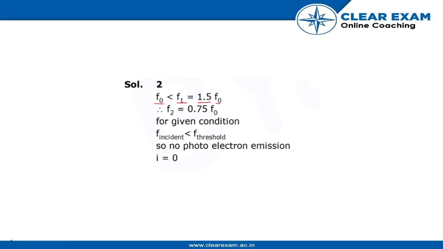The frequency of light is then halved. So F1 is then halved, which is 1.5 F0 upon 2. So this frequency F2 will be equal to 0.575 into F0. So in this condition, the incident light's frequency is lower than the threshold frequency. Therefore, there will be no photoelectric emission. Therefore, the photoelectric current will be equal to 0.